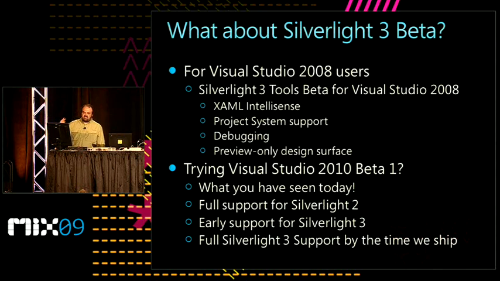But it still has a preview-only design surface. When the time comes for us to release Visual Studio 2010 Beta 1, which is in a matter of months now, what you'll get is what you've seen today, which is full support for Silverlight 2, and an early form of support for Silverlight 3, so you can start to look at that. Visual Studio 2010 is a multi-targeting release, both for WPF and for Silverlight, so you can target whichever version of the platform you want, and we hope that you find that's good news. You'll be able to try that out in both platforms in 2010 Beta 1, and we will, of course, have full Silverlight 3 support by the time we ship.